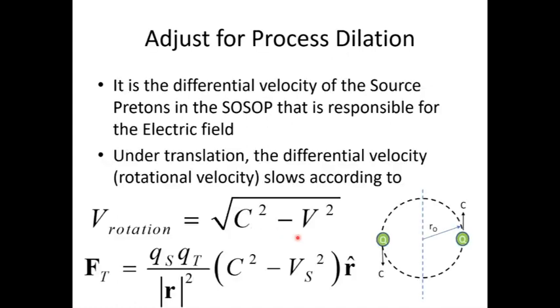Okay, and so what we showed in the previous models is the second order system of pretons has to undergo time dilation, what we call process dilation. So as this system starts accelerating through the medium, its rotational velocity is going to slow by this effect here. And so what we need to do is adjust the Coulomb model with this thing here to compensate for the fact that it's a transvariant system.